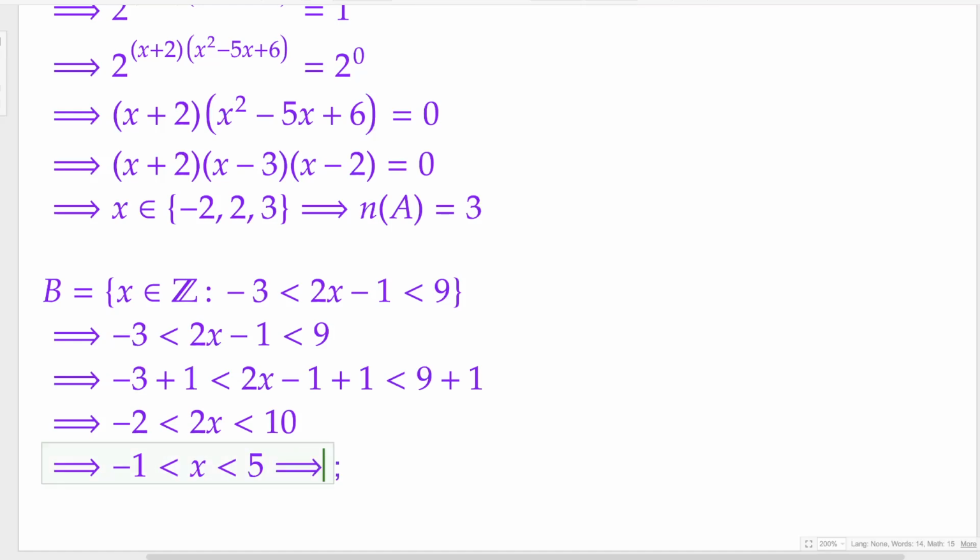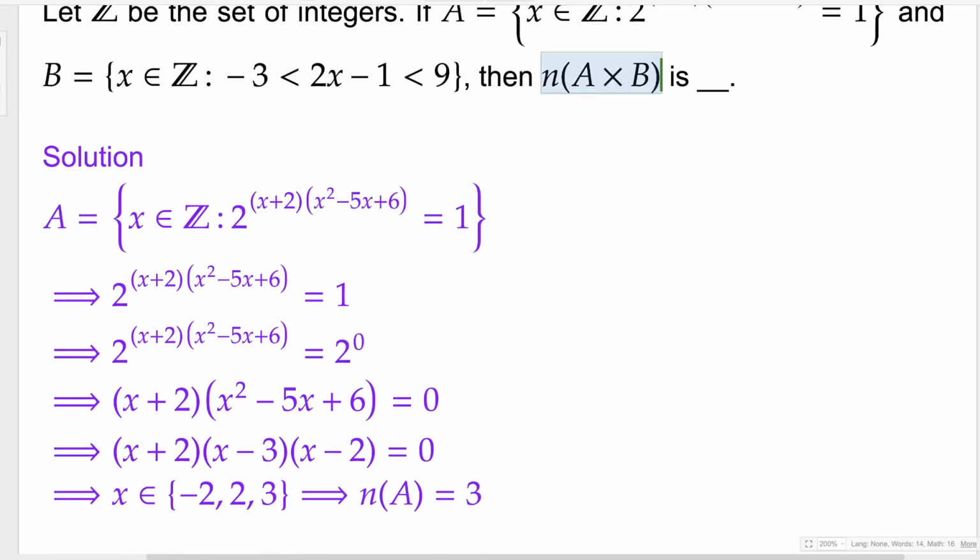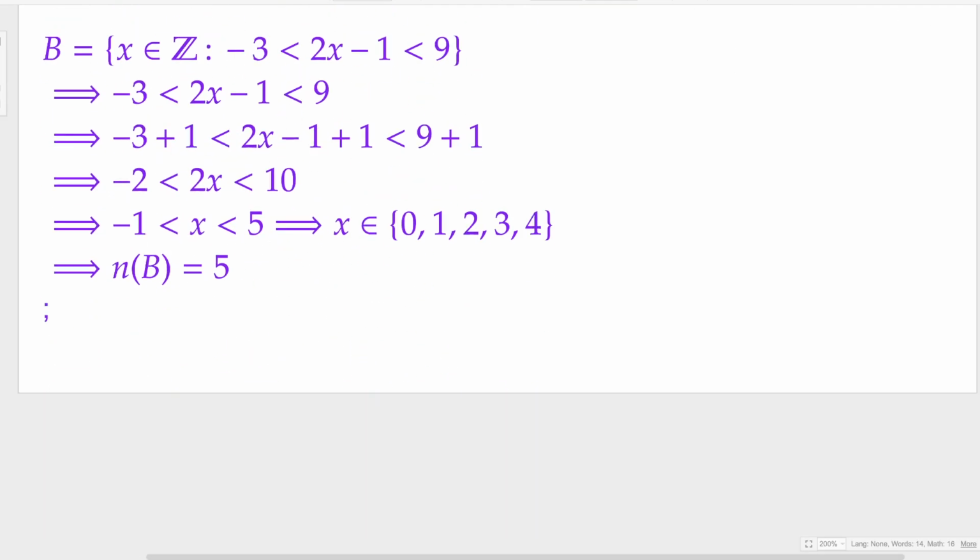So from this we can say that x will belong to the set containing the integer elements 0, 1, 2, 3 and then 4. So the number of elements present in set B is 5; a total of 5 elements are there. Now the demand of the problem statement is the number of elements present in A Cartesian product with B.